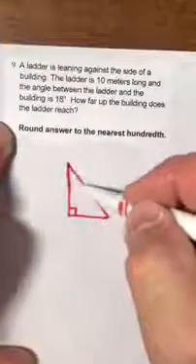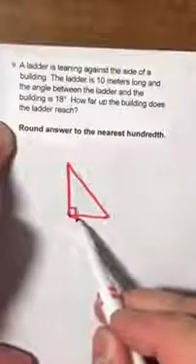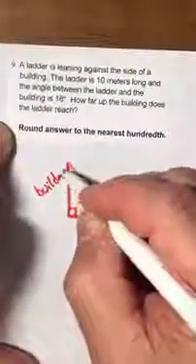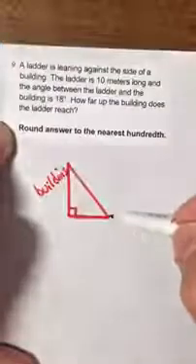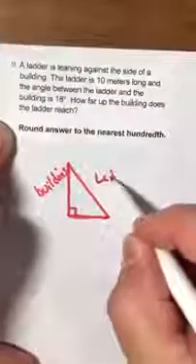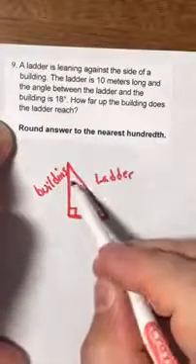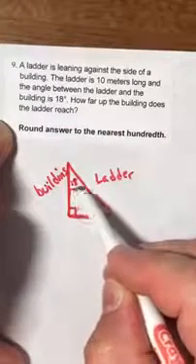Well, the building is always perpendicular to the ground, so this can be our building. Okay, this has to be the ladder. Okay, and the ladder and the building form an 18-degree angle. Right there's my acute angle.